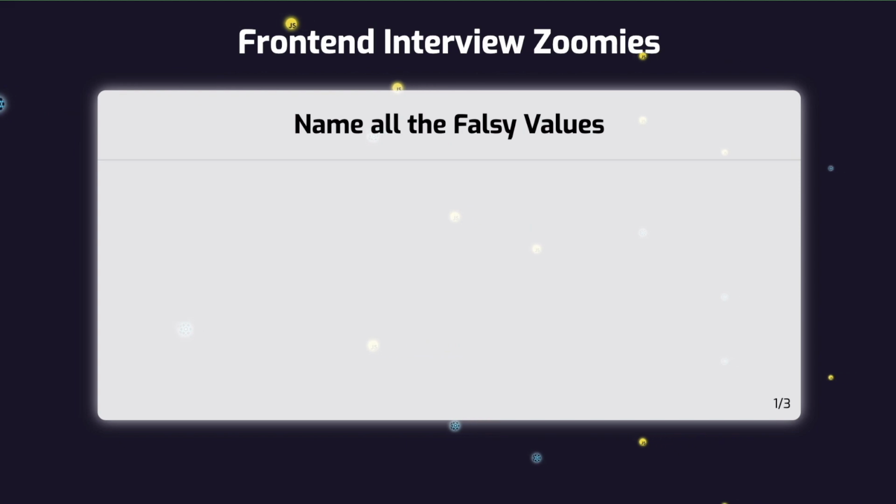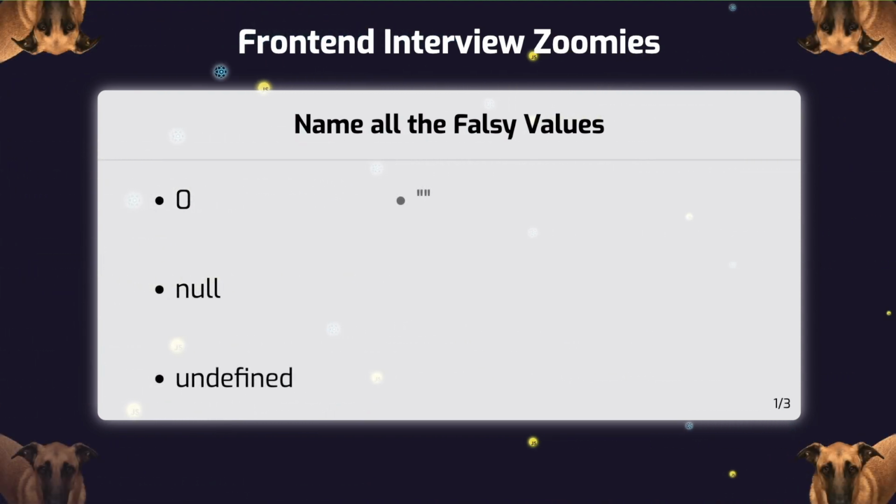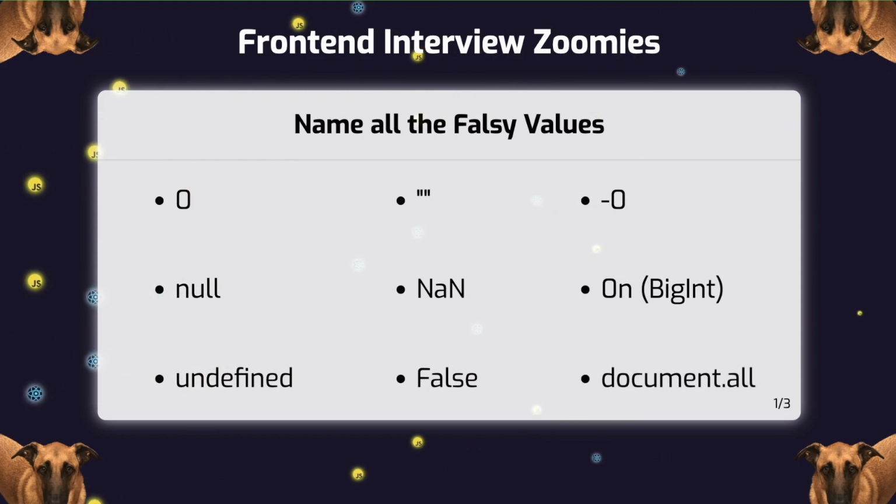On to some theoretical questions. You might be asked to name all of the falsy values. They are 0, null, undefined, an empty string, NaN, false. You can also mention -0, BigInt 0, and document.all.